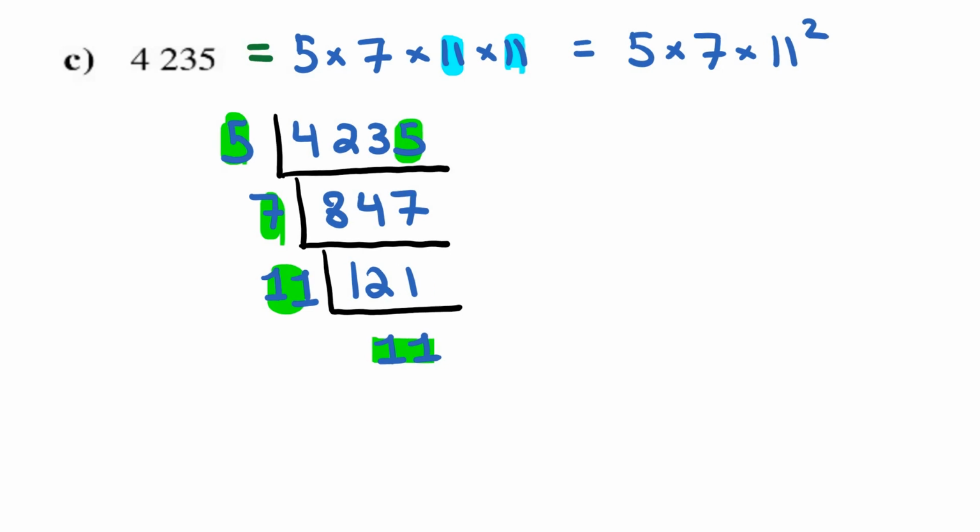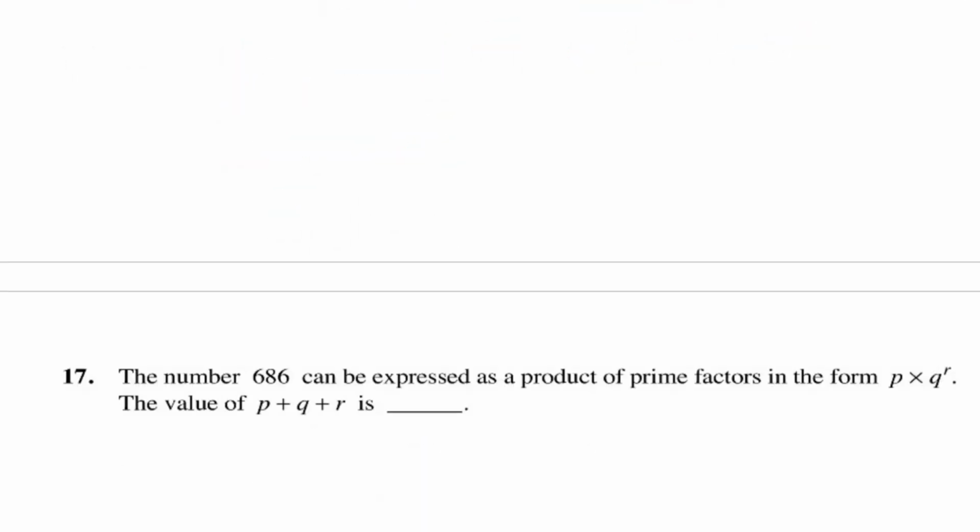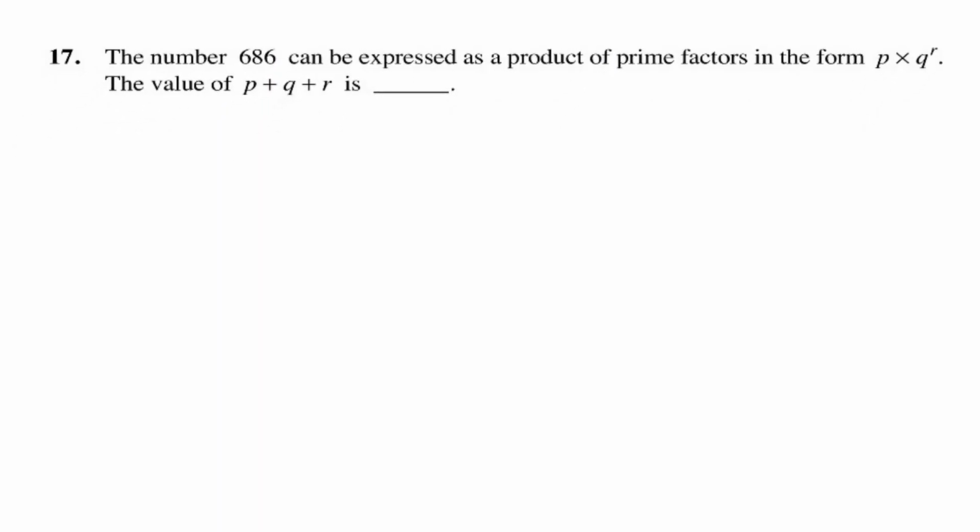All right, good. I think there's one more question to go, and then we're done this homework video guide here. So the number 686 can be expressed as a product of prime factors in this form. And I need to find the value of p plus q plus r. Okay, fantastic. So let's start off with 686. And this can be expressed as a product of prime factors. So let's go ahead and use the ladder method again.